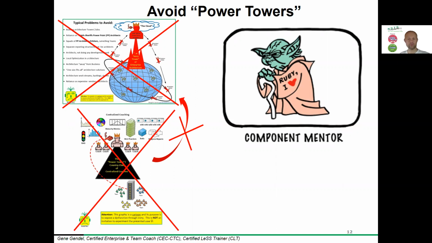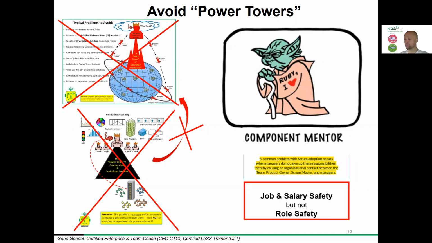And that's something you have to address head on, organizationally, of course, and you have to separate job and salary safety from role safety. So although the role of a component owner or component manager should go away potentially and turn into the role of a component mentor, it should not be confused with job security. That person should not be afraid or concerned that because he or she teaches others how to do their work, their job is going to go away.